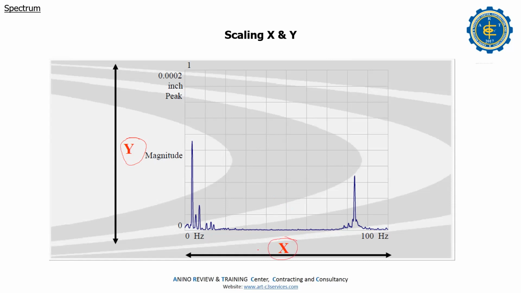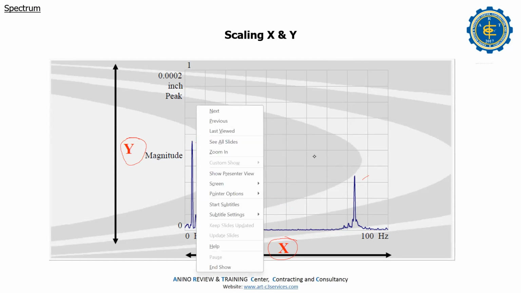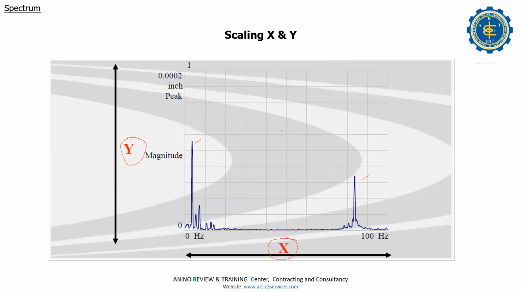So the 0 hertz, then the 100 hertz. Normally in actual, there's no 0 hertz, right? There is an amplitude? No, that's impossible. It is only a representation at 0 hertz or at 100 hertz.